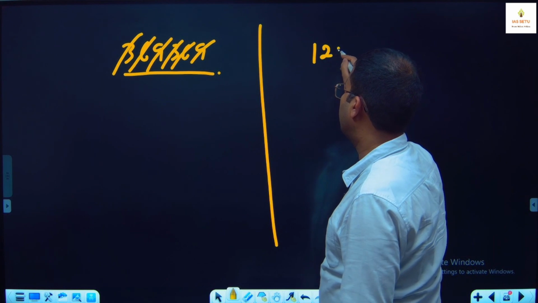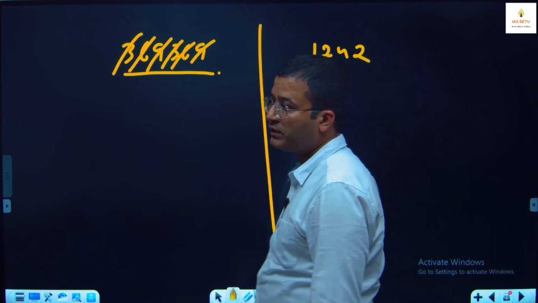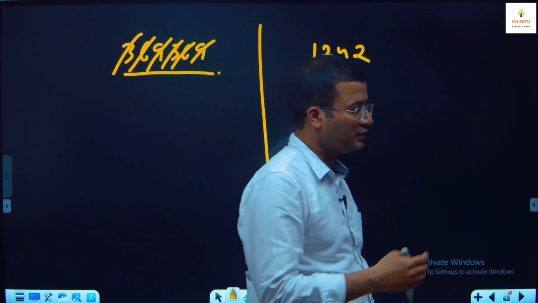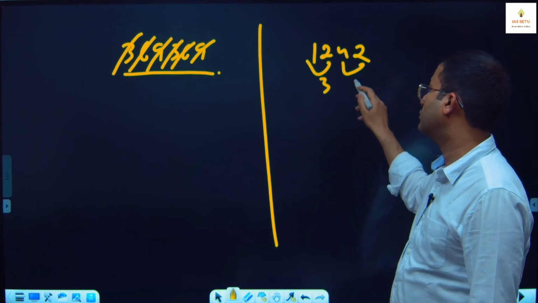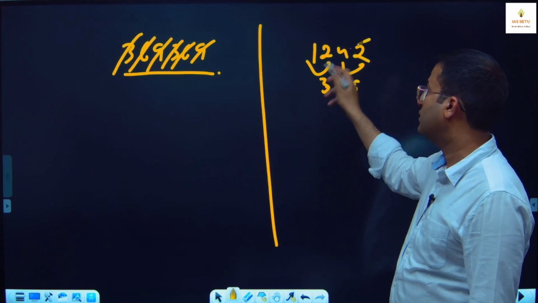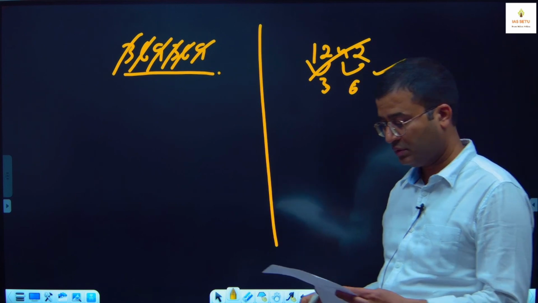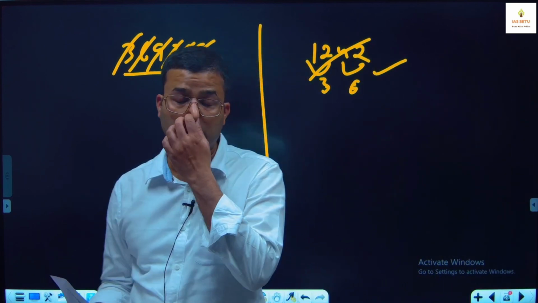Indirectly like 1242. We have to check whether 1242 is divisible by 3, yes or no. What is 1 plus 2? 3. What is 4 plus 2? 6. So it is divisible, so it is divisible by 3.